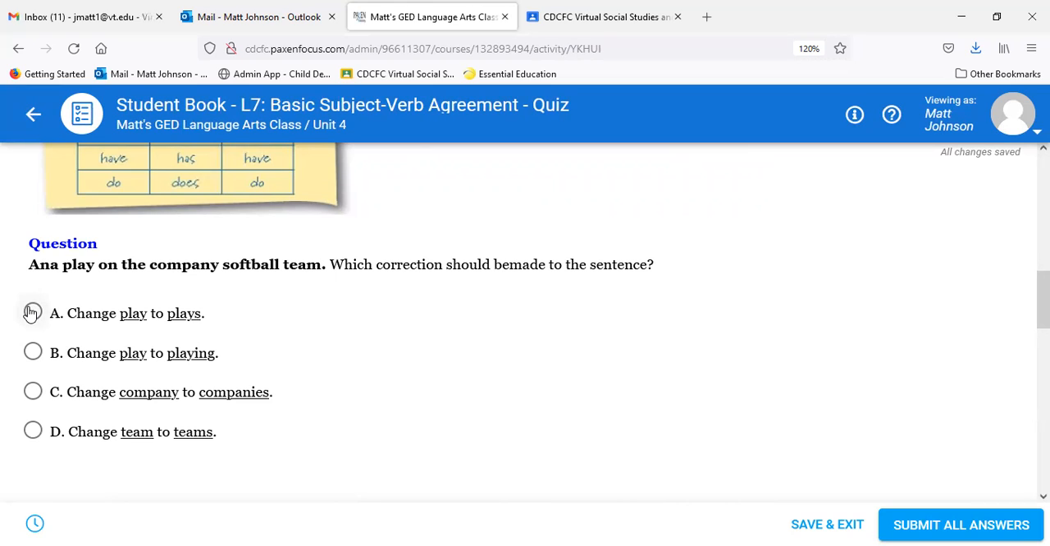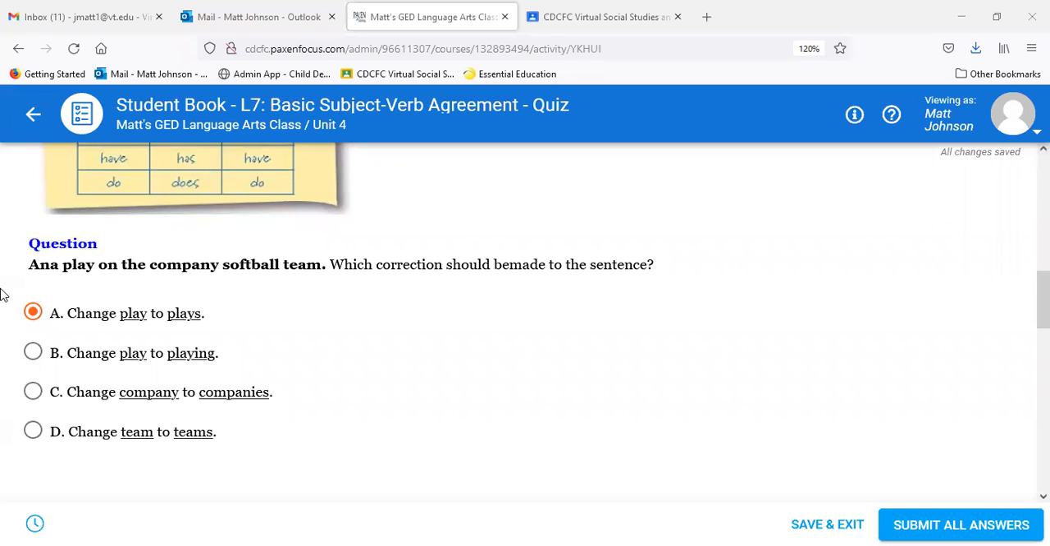Anna play on the company softball team, right? That sounds really awkward. We could work through those, but you can see Anna plays on the company softball team flows a lot better, and sounds like what we want to use. Anna playing on the company softball team doesn't sound good. Same thing with changing company to companies or team to teams. That's not the subject, right? The subject of the sentence is Anna. And that's typically going to be at the beginning of the sentence. Not always, but you can typically find the subject near the beginning of a sentence, all right?